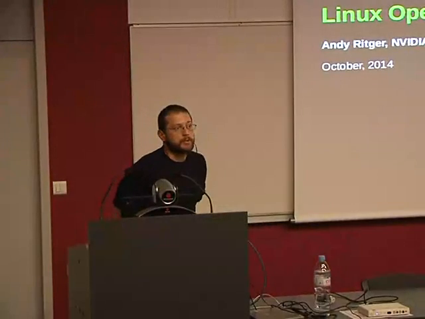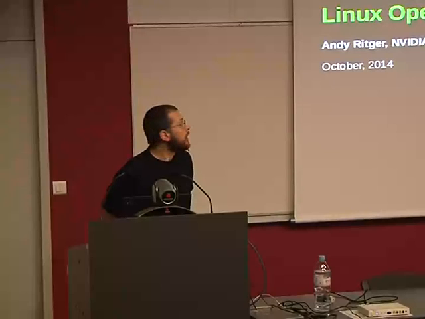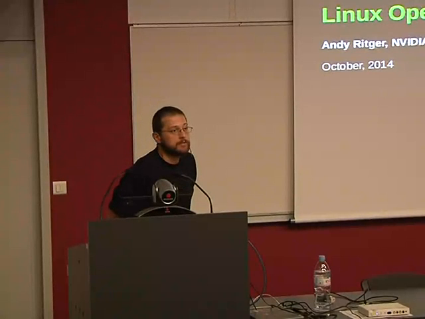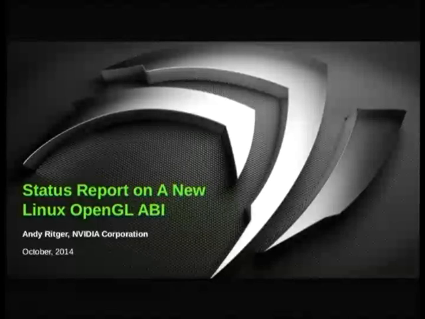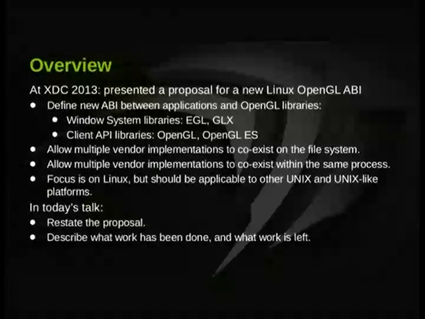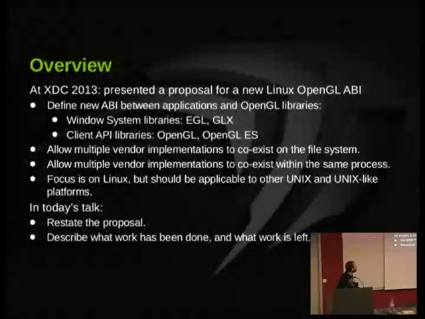So I'm Andy Ritger. I work at NVIDIA. I'm going to talk a little bit about our proposal for a new updated Linux OpenGL ABI. This slide deck will largely be a rehash of last year. I'll start by covering the overview of what I described last year, but then from there, I'll also go into what progress has been made in the past year.